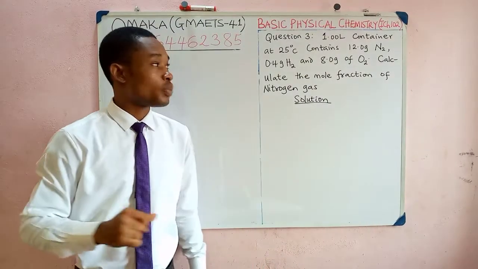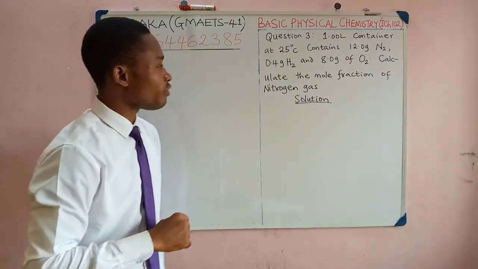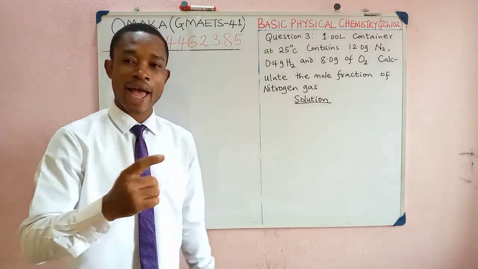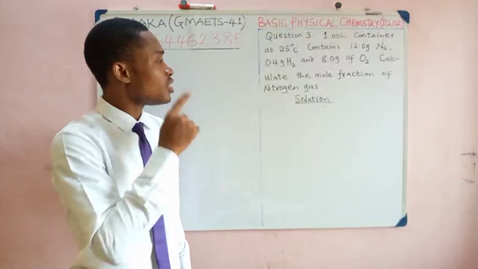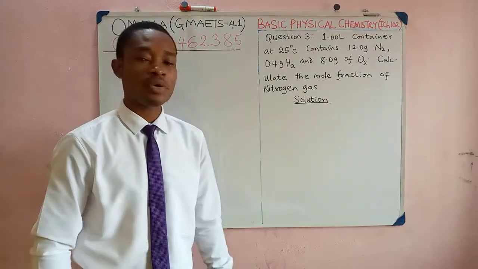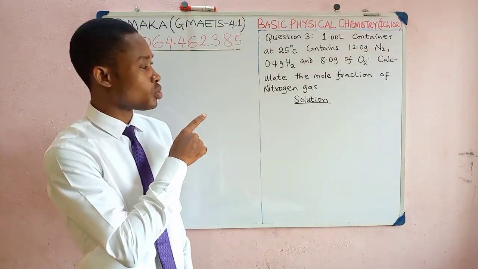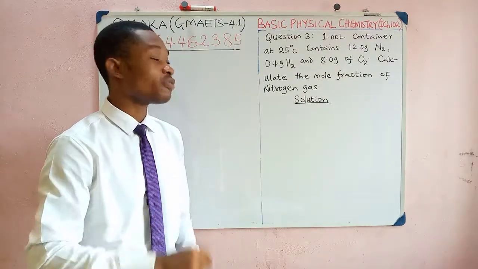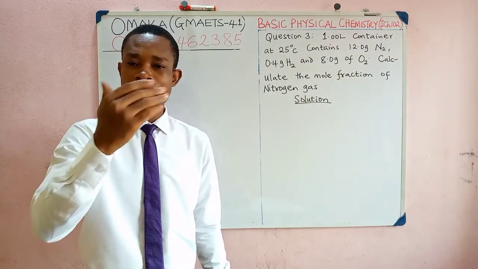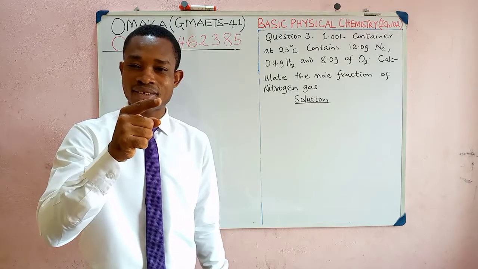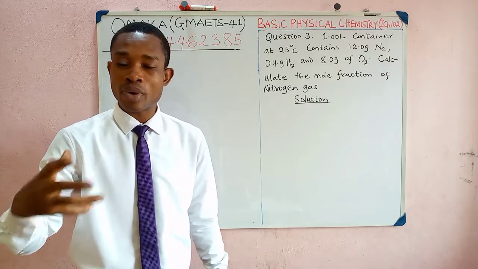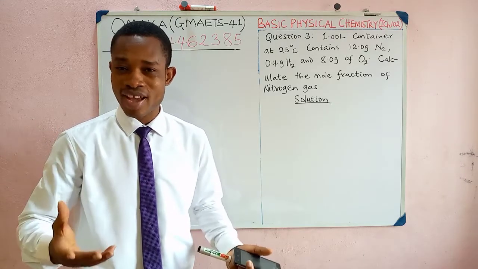Our third question on the board here: a 1 liter container at 25 degrees centigrade contains 12.0 gram nitrogen gas, N2, 0.4 grams hydrogen gas, H2, and 8.0 gram of oxygen gas, O2. Calculate the mole fraction of nitrogen gas. Now you know that mole fraction is simply the number of moles of that gas divided by the total number of moles of the constituent gases.